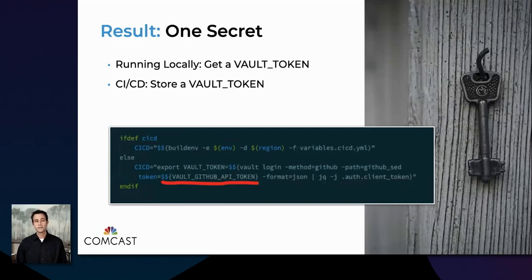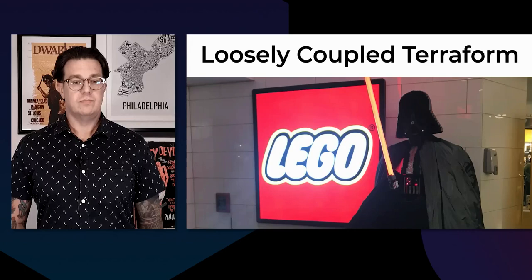So what's the end result of this? The end result is that you have one secret required to do your build. If you're running locally, you get your Vault token, however you are set up to do so. If you're running in CI/CD, that's the one secret you need to store. And from that, you can run your project.